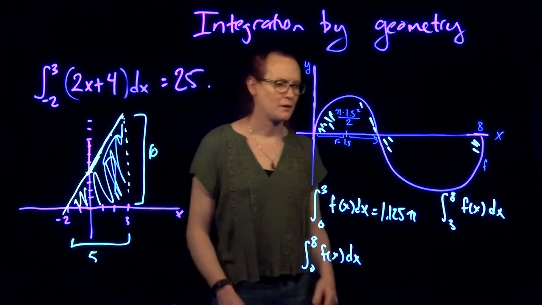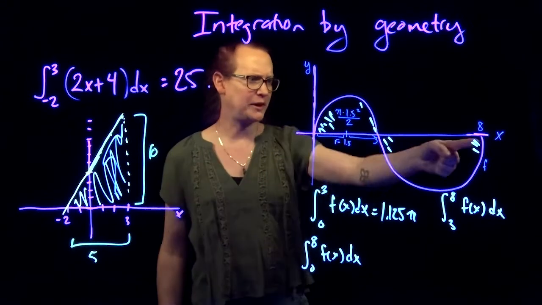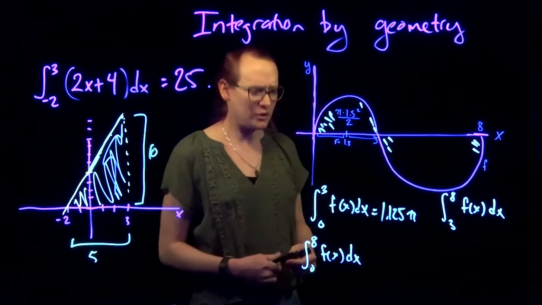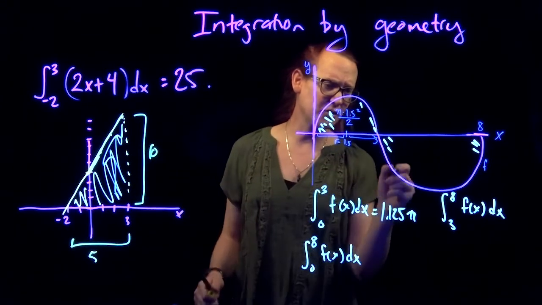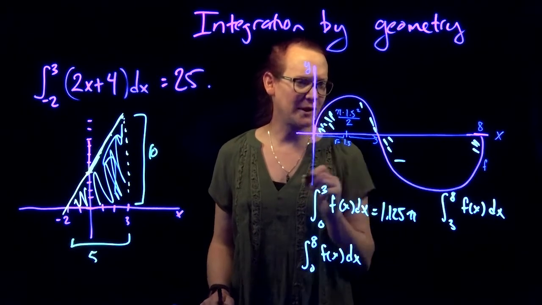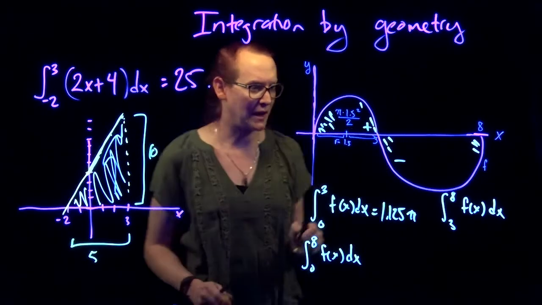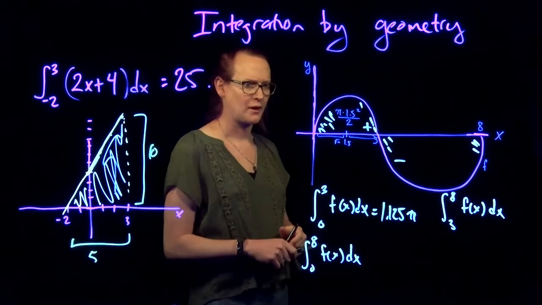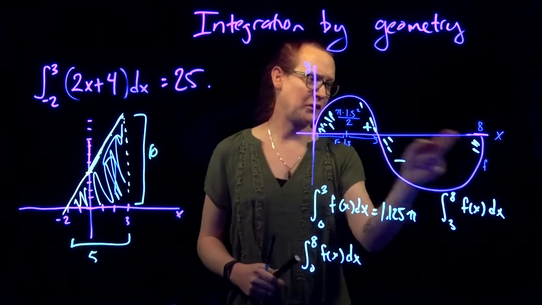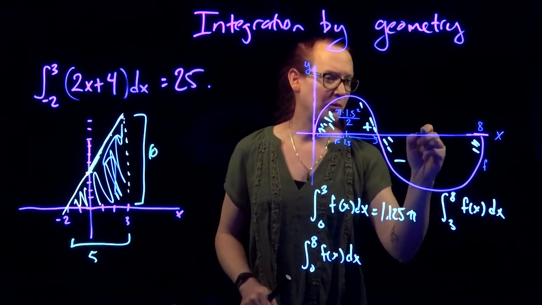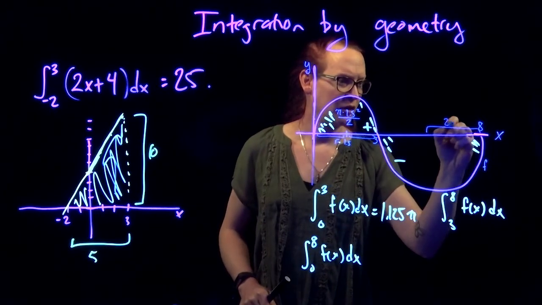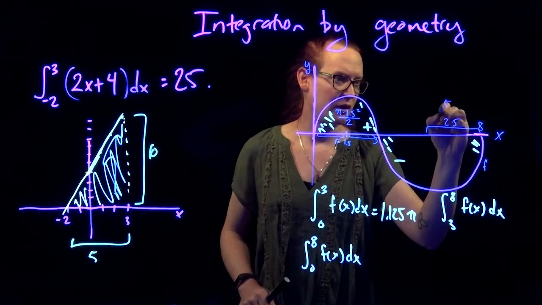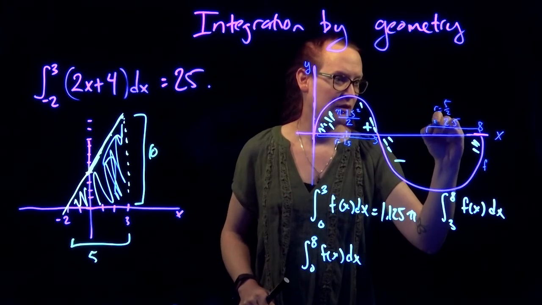Okay, let's do the next one. I'm going to integrate from 3 to 8. Note that this area is entirely underneath the x-axis, and so it counts as negative, whereas this one counts as positive. The area is signed. The radius of this is half the diameter. The diameter is 5, which means that the radius is 2.5, or 5/2.